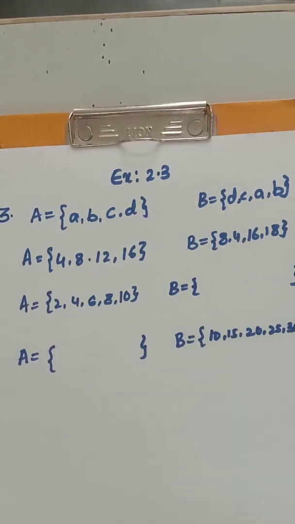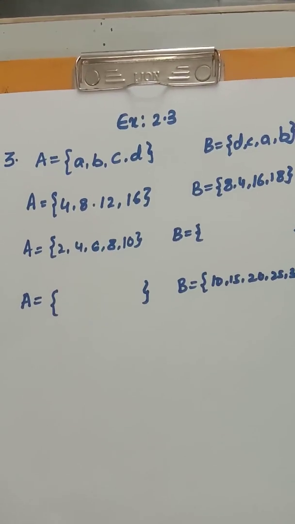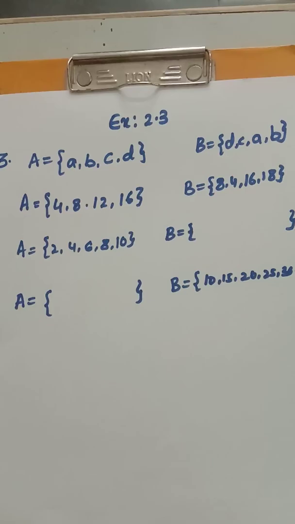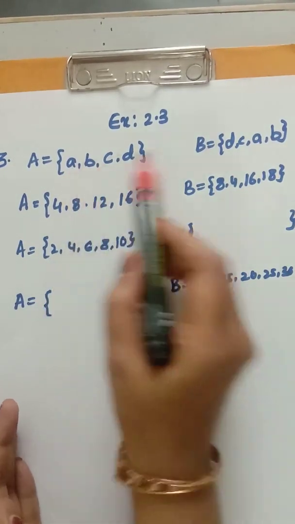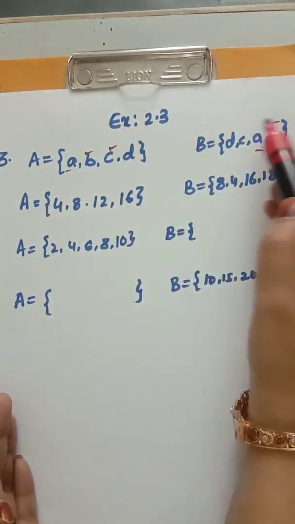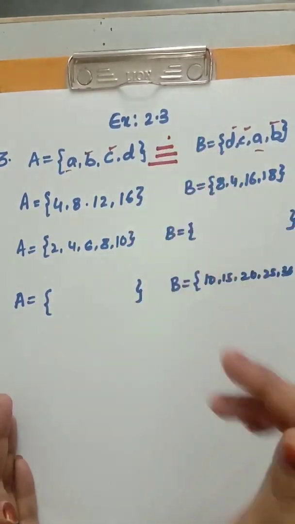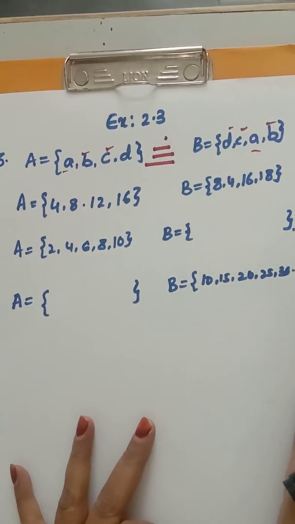In the previous class, I ended with what is an equal set. Equal set, that is, two sets having the same elements. Two sets having the same elements is called an equal set. Look here, A, B. A is there in both sets, B is there, C is there, D is there. That means these two sets are equal.